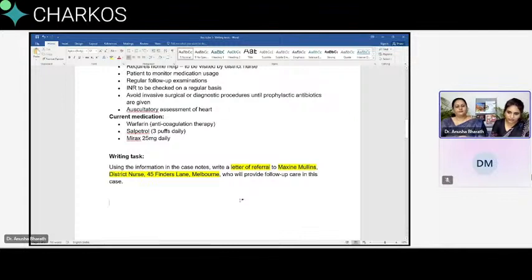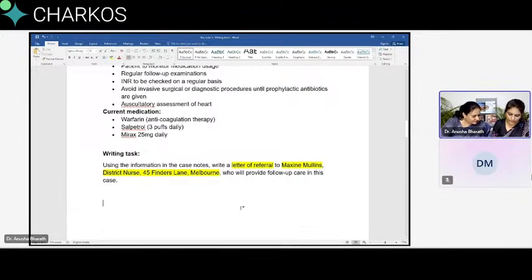We are getting a few answers here. We hope you're able to see the screen. So mark these. Letter of referral to Maxine Mullins, district nurse. And the other words are follow-up care. Okay, we will mark this as well.